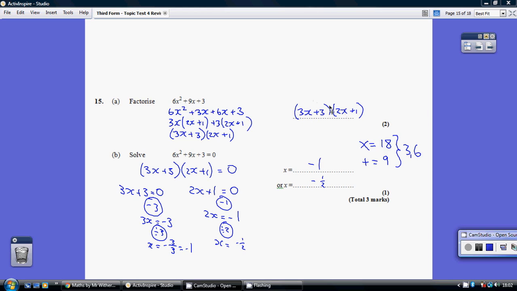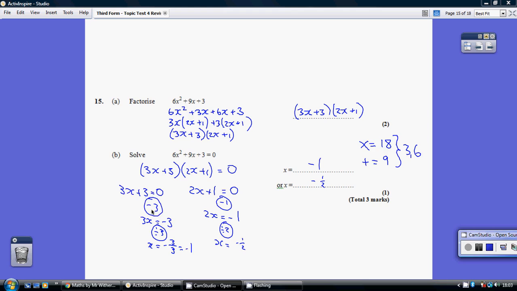So just like with any quadratic, when you solve to make it equal 0, you've got to consider the values of x which would make either bracket 0. So what value of x would make 3x plus 3 equal 0? Well, that's minus 1, because obviously 3 lots of minus 1 is minus 3. Minus 3 over 3 is 0.